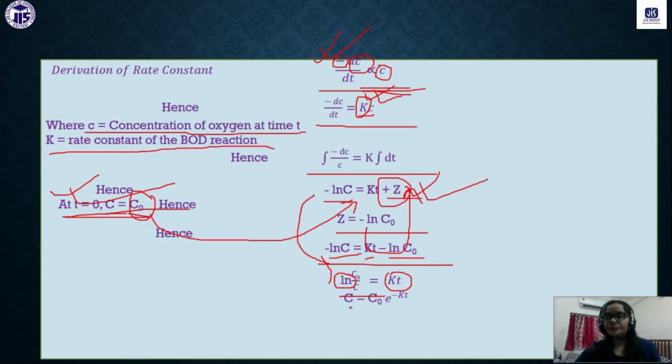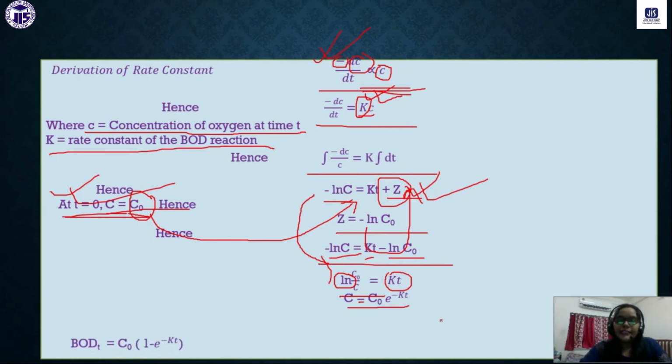Now, what is this? Look here, C by C0. So we have just reversed the division. So that means C equals, what will happen? C equals C0 e to the power minus kt. As we have reversed it, that is why here we have incorporated one minus term. So that is why C equals C0 e to the power minus kt.